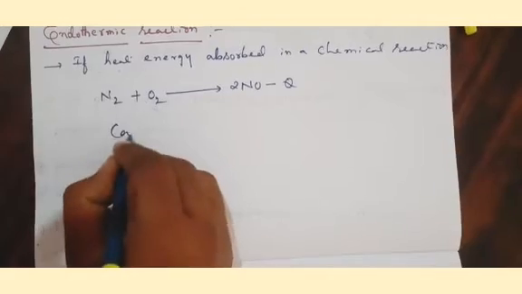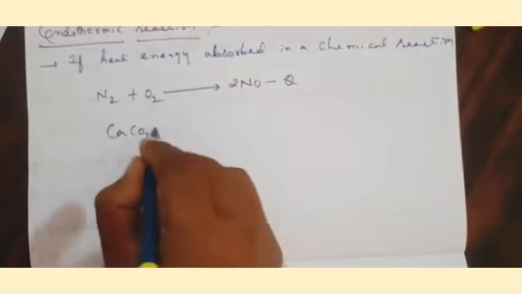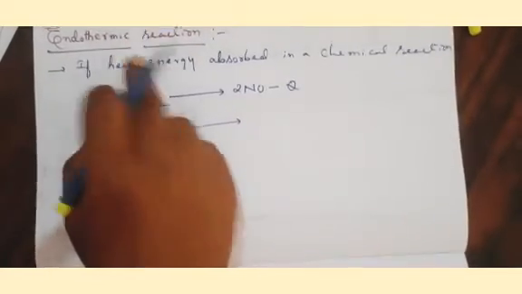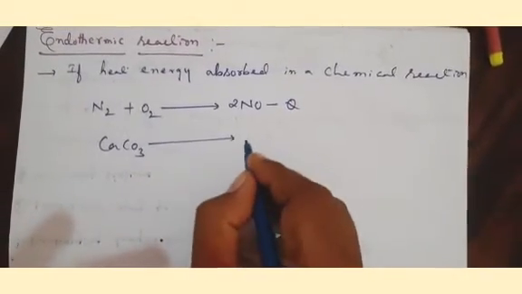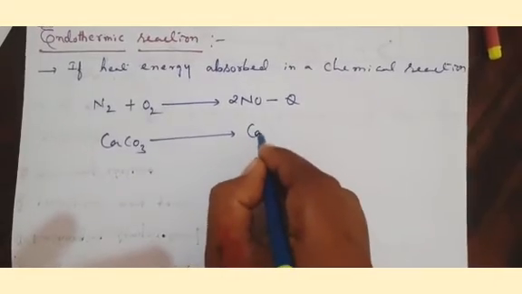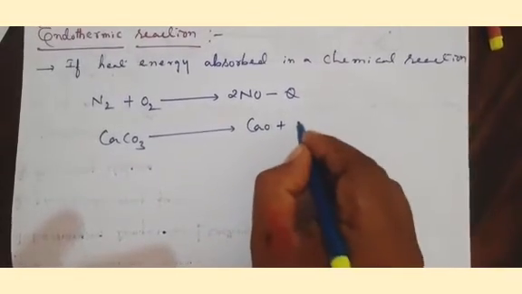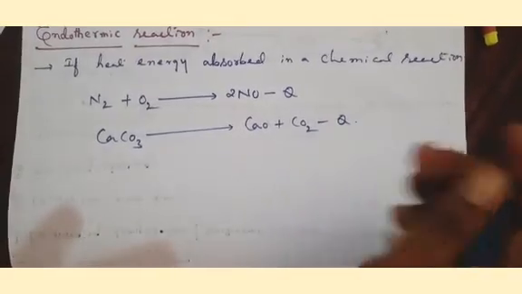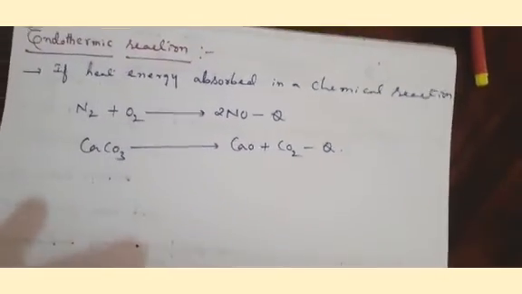See, when calcium carbonate is heated, what is the meaning of heated? We are supplying the heat energy. When calcium carbonate is heated, you get what? Calcium oxide plus carbon dioxide. Okay. So these are the examples for the endothermic reaction.